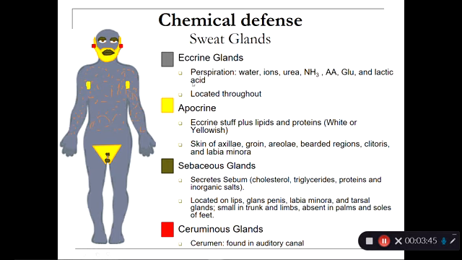The eccrine glands, they're found everywhere. It's just your basic sweat. You got ions in there, you got urea in there, you got ammonia in there, you got some amino acids. You also got lactic acid in there. A lot of bacteria doesn't like that salt. It doesn't like it salty.